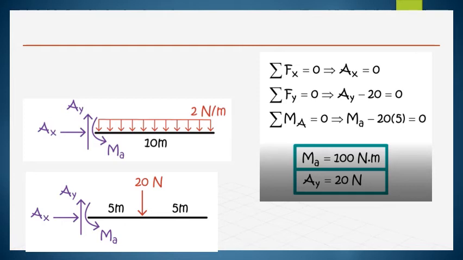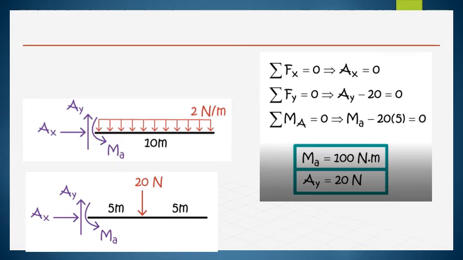100 Newton meter. Okay. So only the vertical force, when we apply sigma V is equal to 0, two forces are acting. One is the vertical reaction, and there is the 20 Newton, AY minus 20. So the vertical reaction is equal to 20 Newton. There are no horizontal forces. Sigma H is equal to 0. So AX, or HA, will be 0.